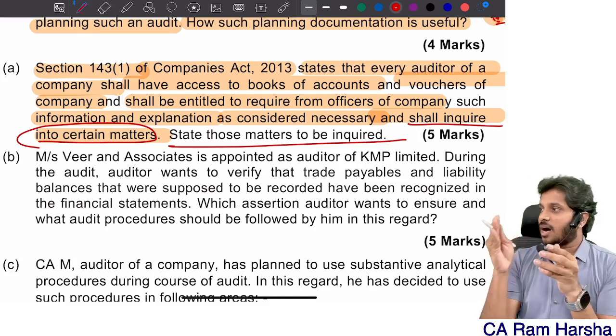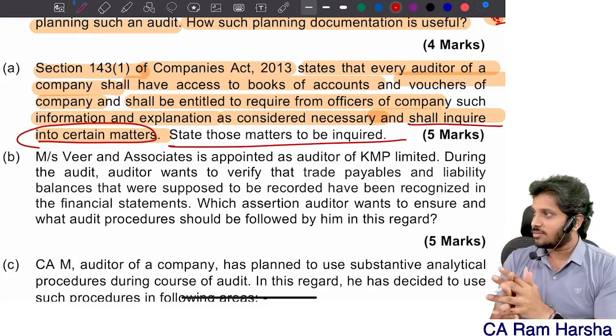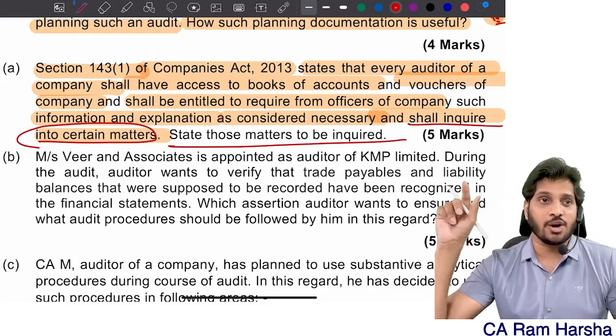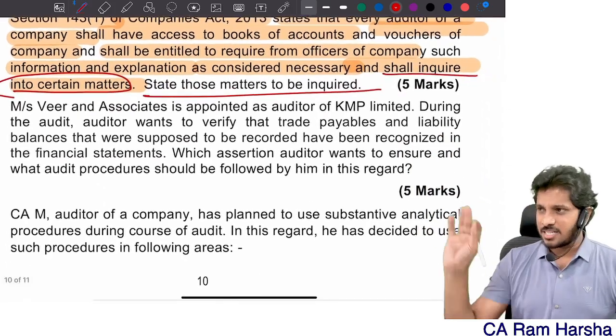In audit report, we have part 2, right? Beginning first question, that only. In reporting requirements, first part is that only. 143 subsection 1 inquiries. It's actually a straight question.